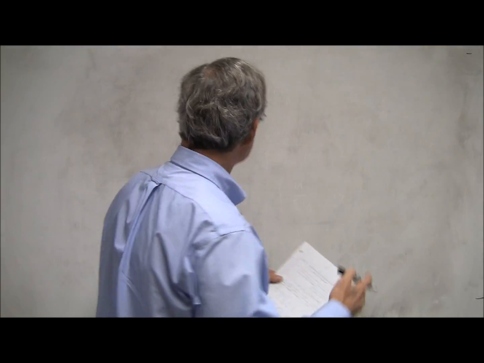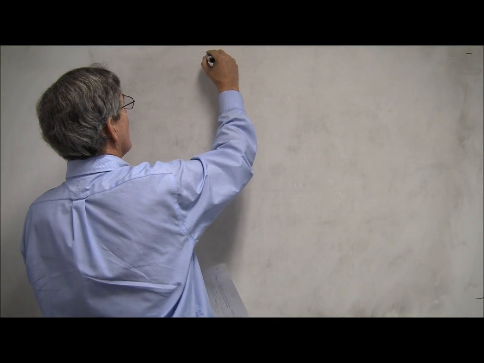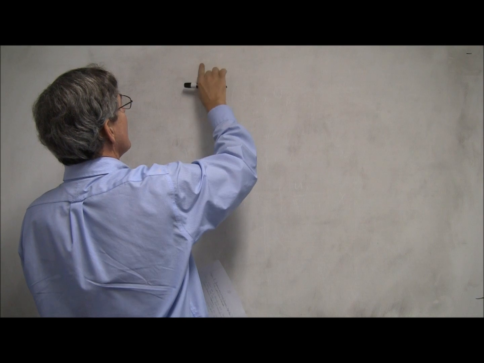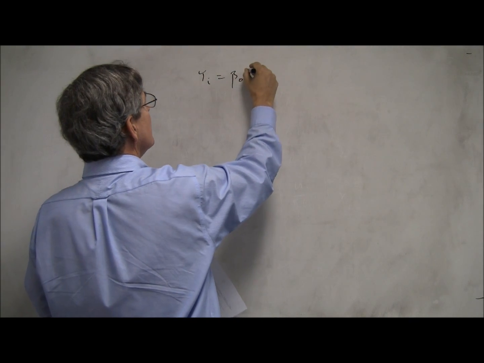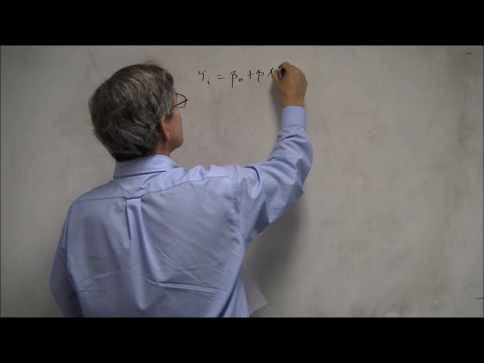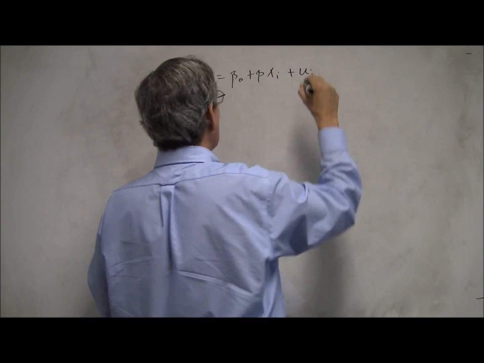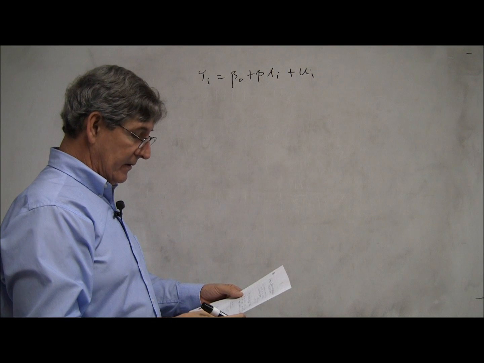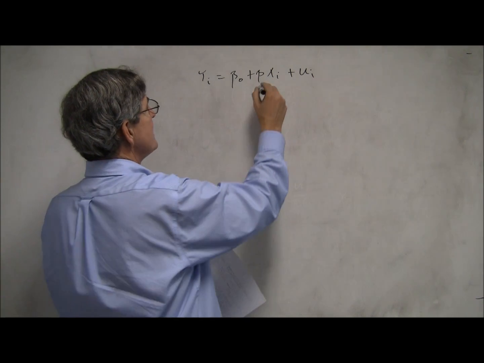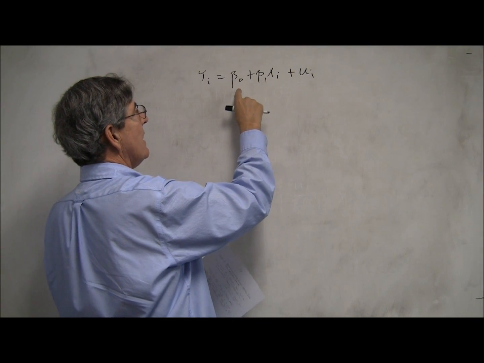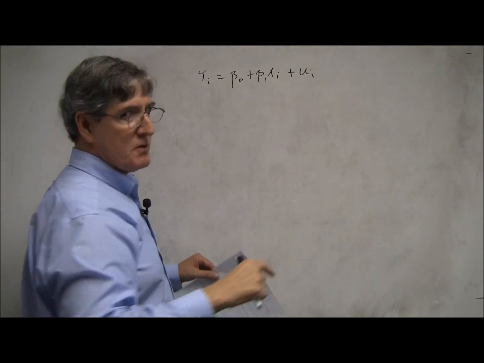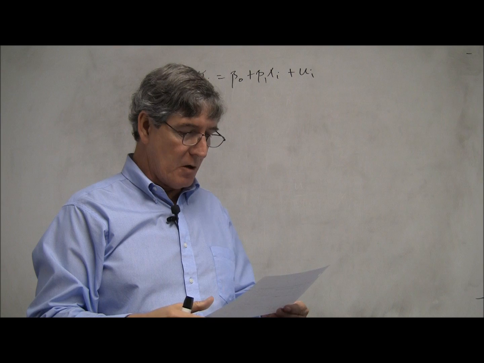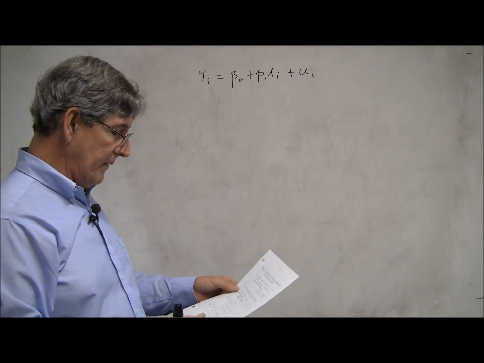So testing hypothesis. Remember, our model is y_i equals beta 0 plus beta 1 x_i plus u_i. So that's our basic two-variable regression model. And we're interested in testing hypotheses about beta 0 and beta 1, mostly beta 1. Sometimes we'll be interested in beta 0, but for the most part, it's beta 1 that we're interested in.